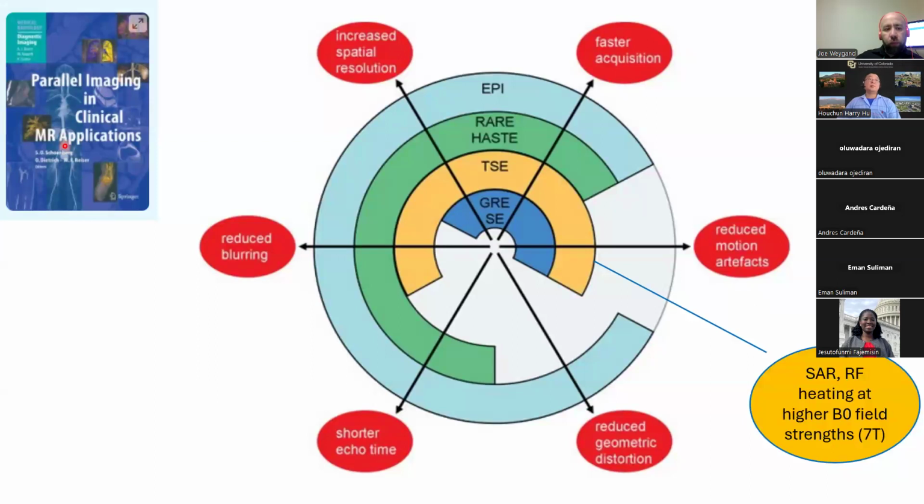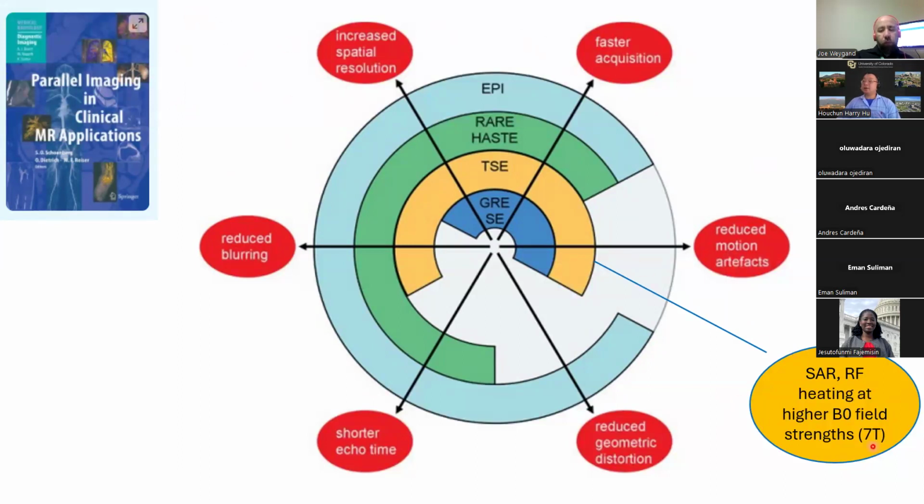This is also a really good book, written almost 10, 15 years ago. So it's probably a little bit outdated, but it covers everything with parallel imaging at that time. And you can see all the different red circles here that are the benefits of parallel imaging. I think I've touched on almost all of them.